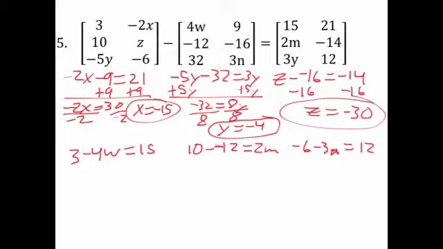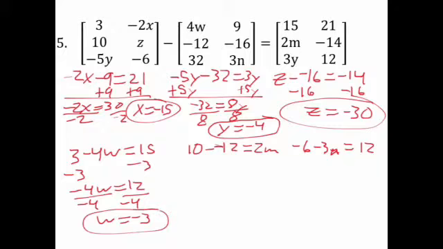That one's pretty quick. Alright, my next one, figuring out w here. I can just subtract 3 from both sides to get negative 4w equals 12. Divide both sides by negative 4 to get w equals negative 3.